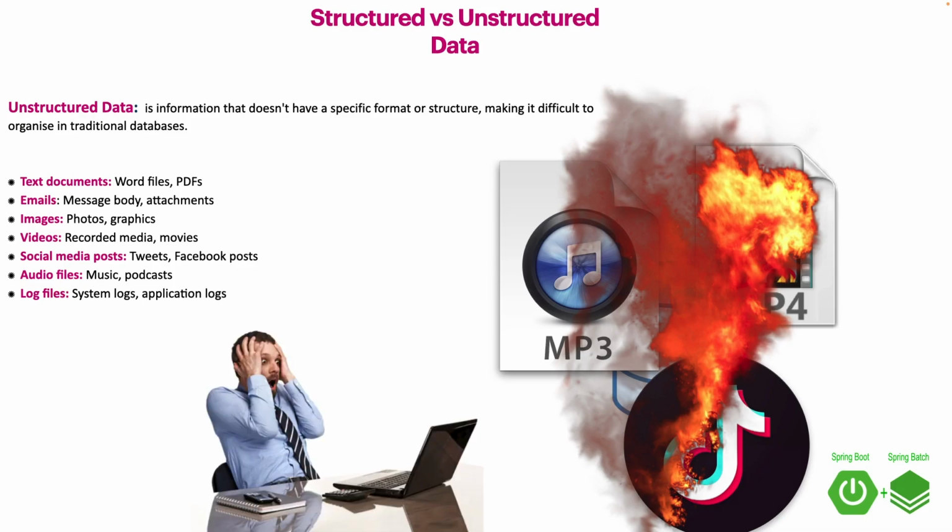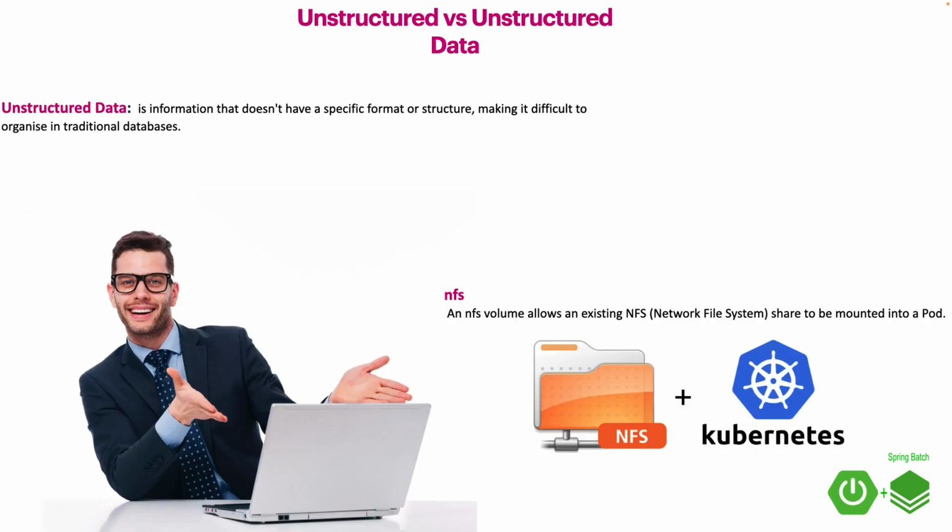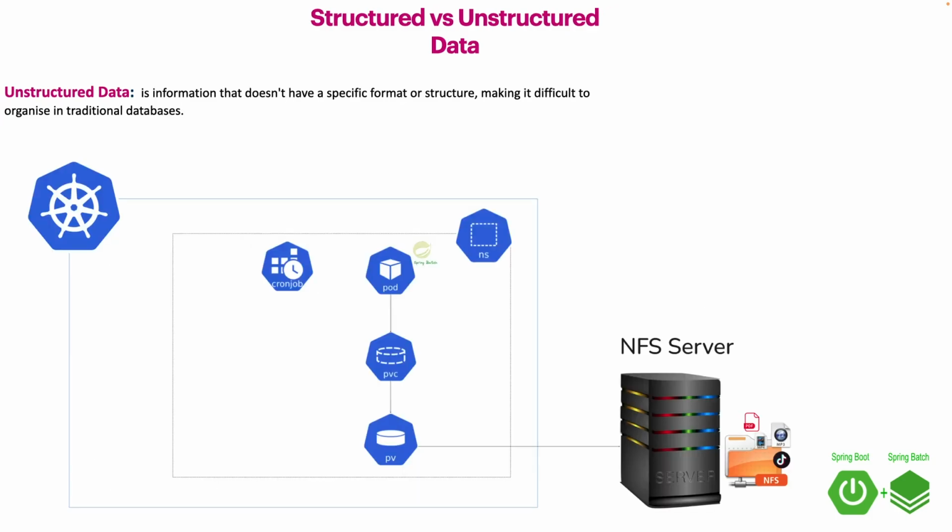So how can we solve this problem? The first thing in our traditional approach could be, okay, we can just create an NFS, a network file system, and put it on a folder in a mount. So you can just create a solution like that. You have your Spring Batch application, which is a cron job running on Kubernetes, and you have your NFS server, and then you have your folders, and you can just put the files there.